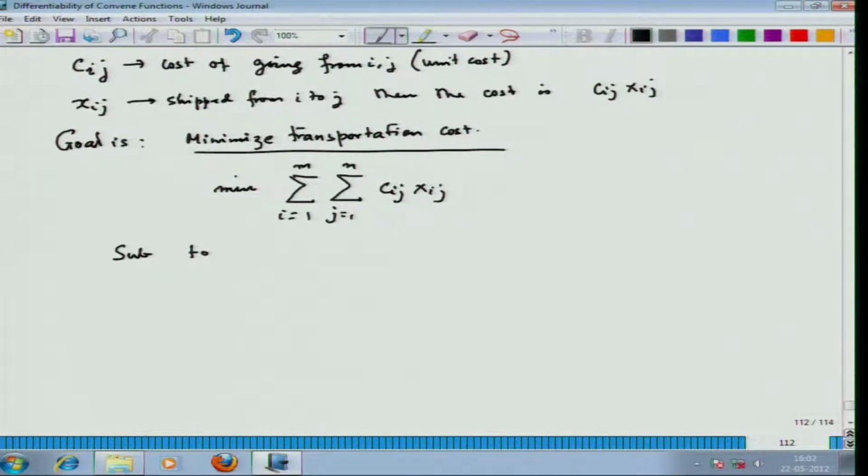Now, if I fix my ith supply point and vary my jth demand point, the total goods that I can send from my ith supply point is Ai, which is equal to the total amount of supply that I have. I cannot send anything more.